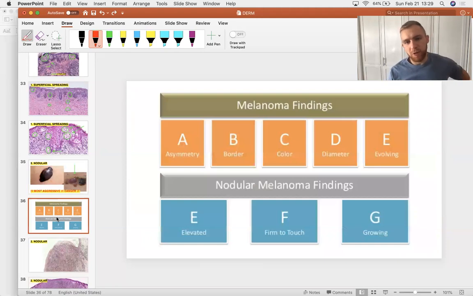This is a good little graphic I found. We've got an A, B, C, D, E for every melanoma, but for the nodular melanoma, you can add an F and a G: firm to touch and growing.